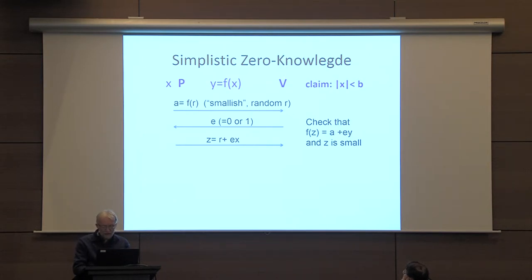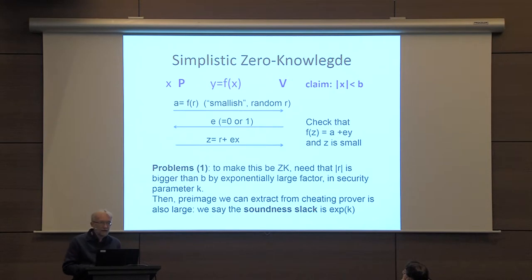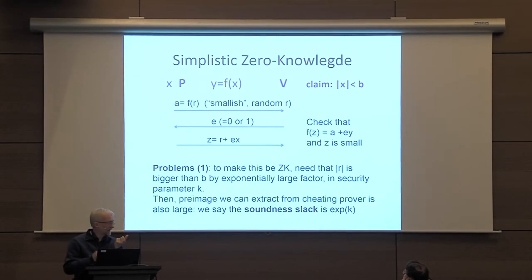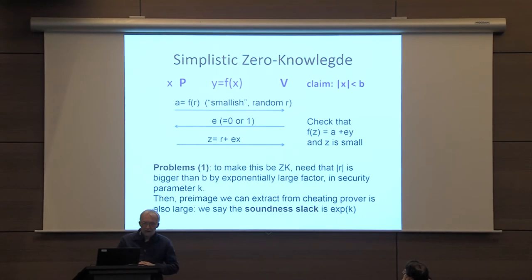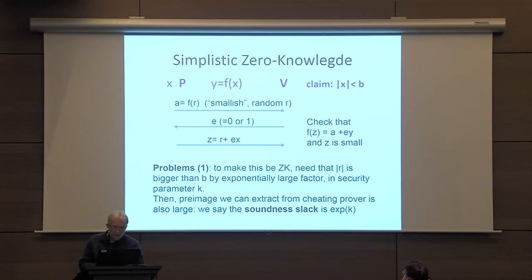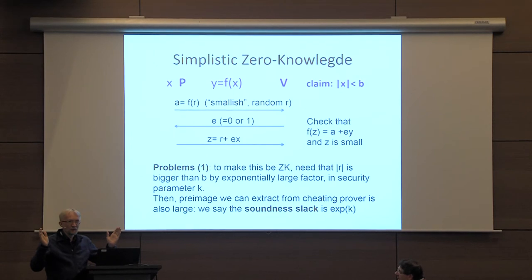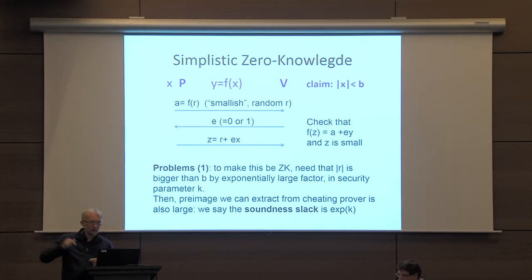So this is fine, but there are several problems here. Problem number one is that to make this zero knowledge, we need the distribution of the value r to not be changed much by adding x. Therefore, we can simulate by just choosing a random thing in the right interval. And this means that r must be much bigger than b by some exponentially large factor in the security parameter. And since we are using those responses from the prover to extract a valid input from a cheating prover, in the end we'll possibly get a much bigger preimage from a cheating prover than what the honest prover is using.